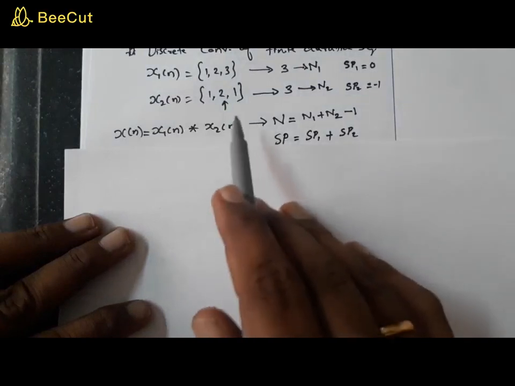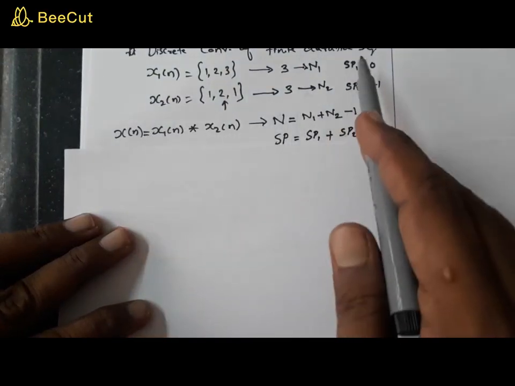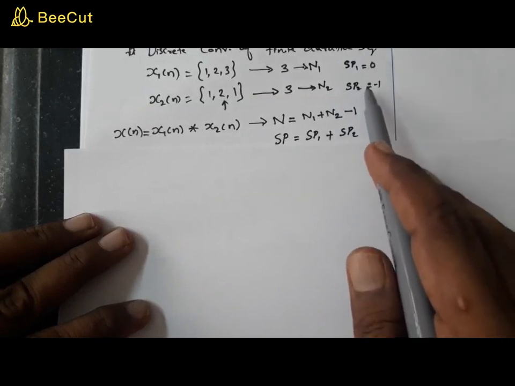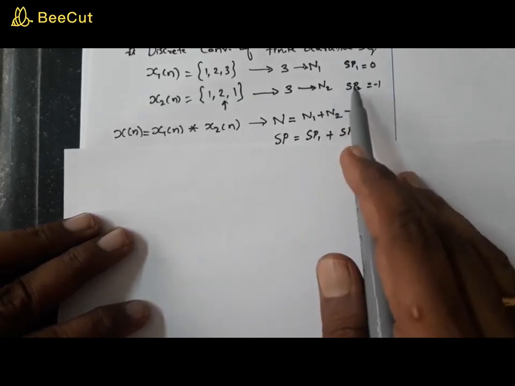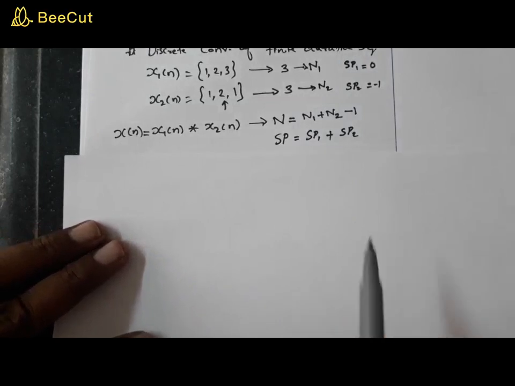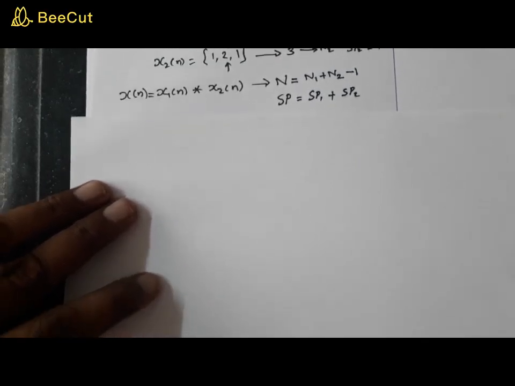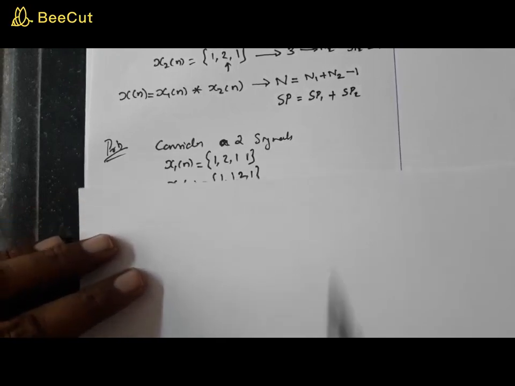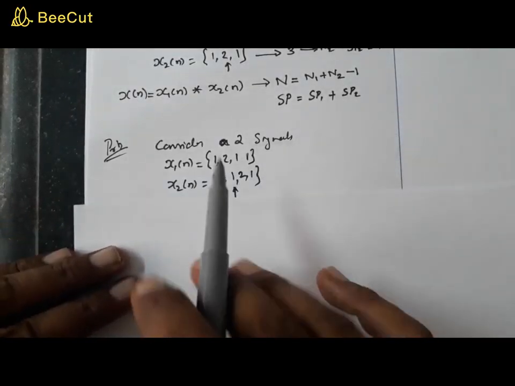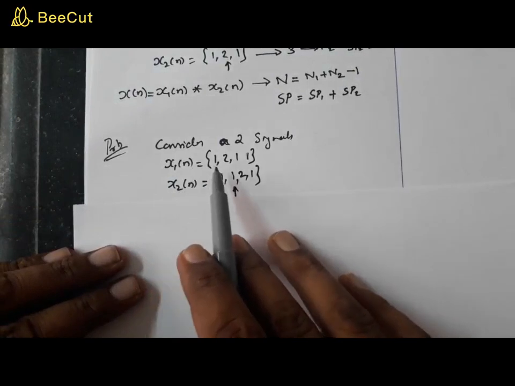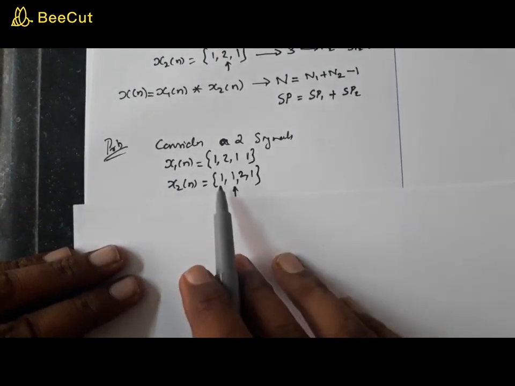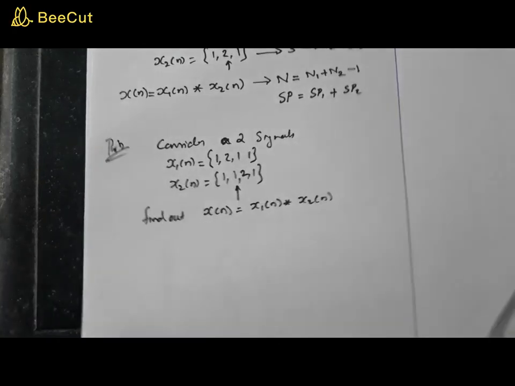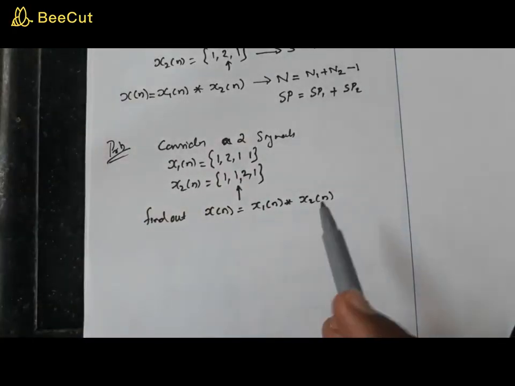And the convolved signal starts from the sum of the starting points of the signals which are convolved, that is sp1 plus sp2. In this example, this will be -1. Now you will understand in a clearer way when we do a problem. So for that we consider two signals, x1 of n and x2 of n. x1 of n is 1 2 1 1, x2 of n is 1 1 2 1. You are asked to find the convolution of x1 of n and x2 of n.